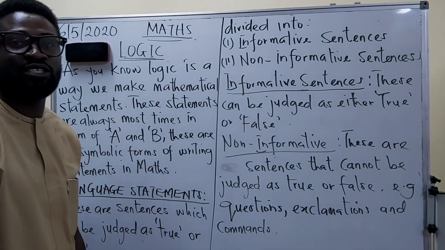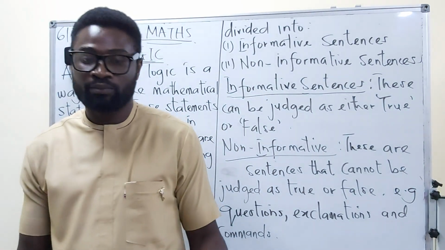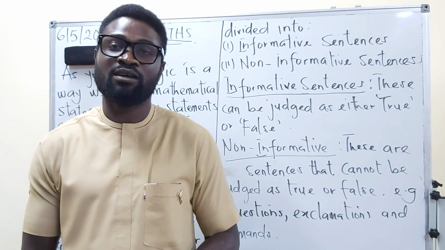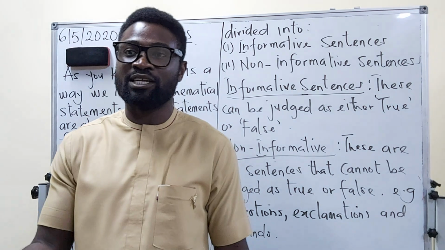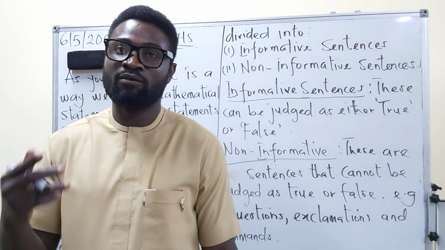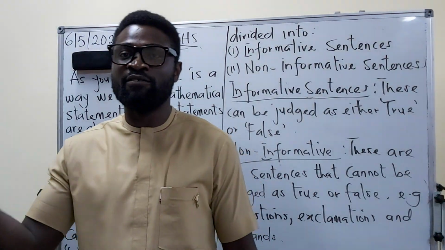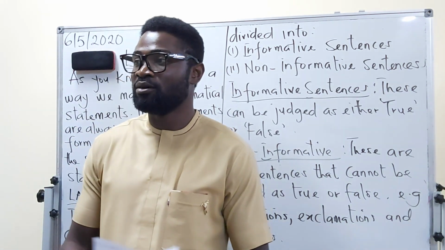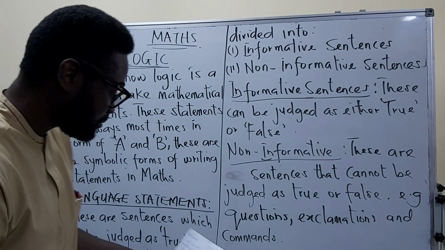For example, if I ask you what is your name, can you judge it as true or false? No. It means you have to give me a precise answer to that question. But when I say the sum of angles in a triangle is equal to 180 degrees, it's either you tell me yes, it is true, or no, it is false. So you can see the differences between non-informative and informative sentences, or we can call them statements.